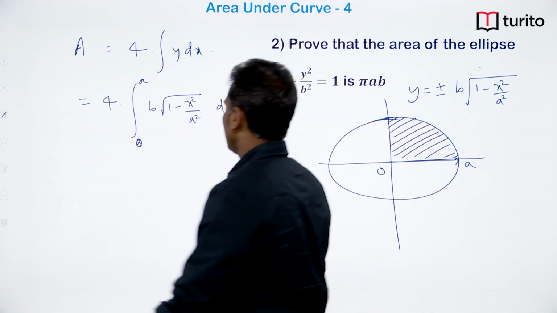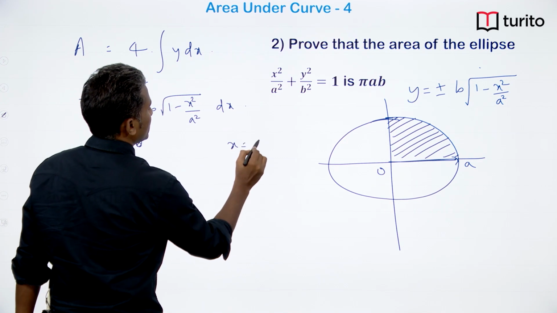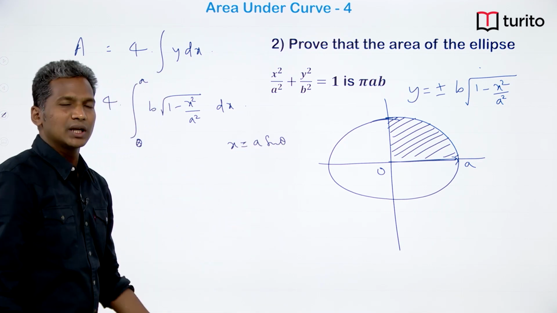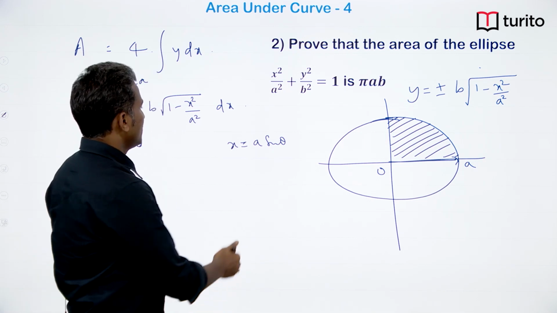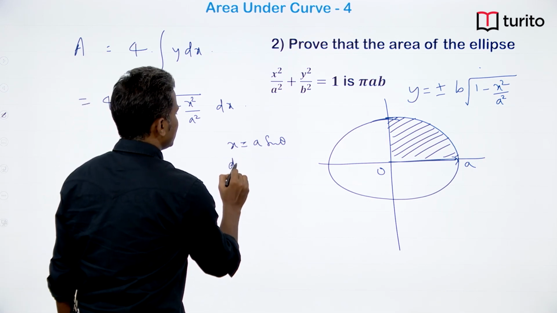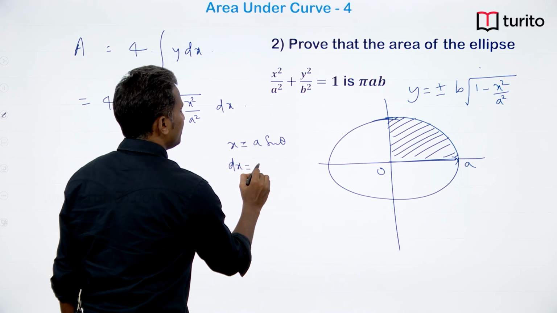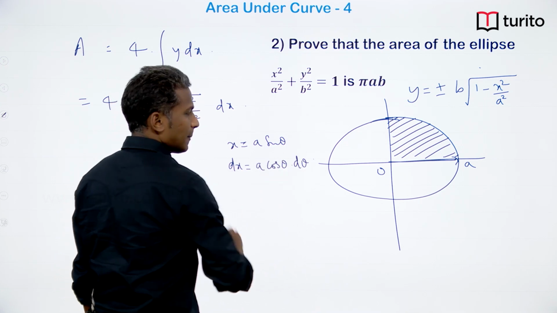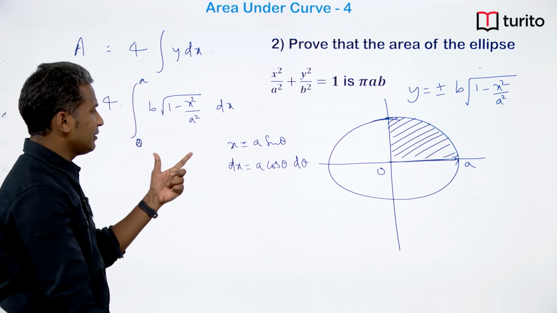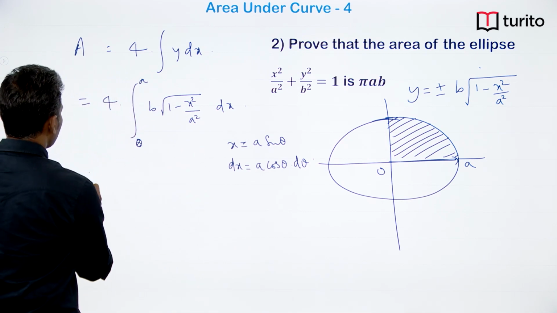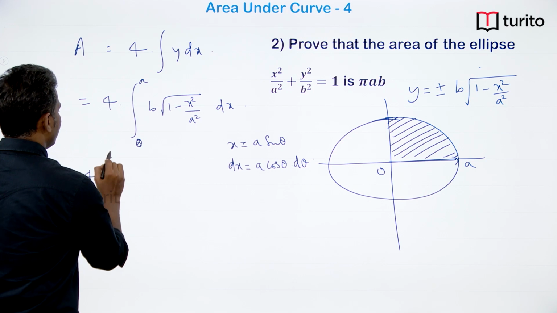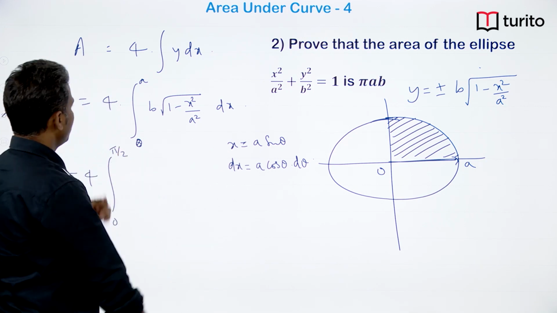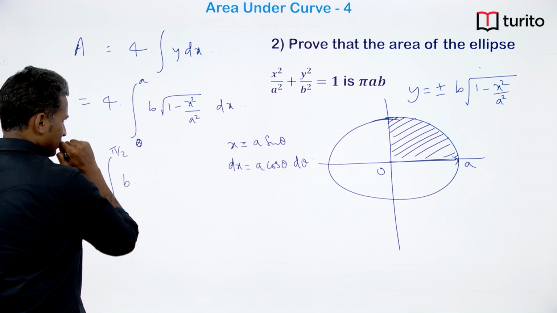Suppose, let us say, I put x equal to a sin theta. You can also put x equal to a cos theta, it does not matter. If I put x equal to a sin theta, I will get dx equal to a into cos theta into d theta, and limits will be varying from 0 to pi by 2. You know how we got the limits here.